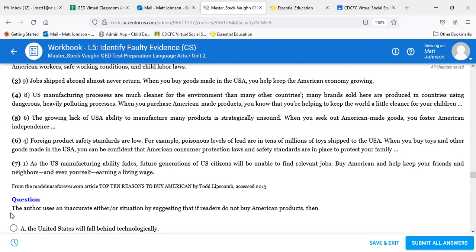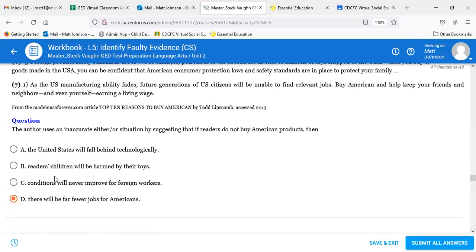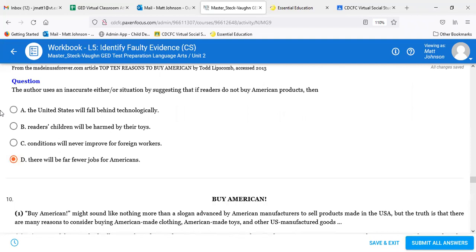U.S. manufacturing abilities fade, future generations of U.S. citizens will be unable to find relevant jobs. Buy American and keep your friends and neighbors and even yourself earning a living wage. So it is a pretty strong statement. Either you continue to support U.S. manufacturing or we're all going to be poor and not have any jobs. That's one of those either-or statements. So 9 is D.